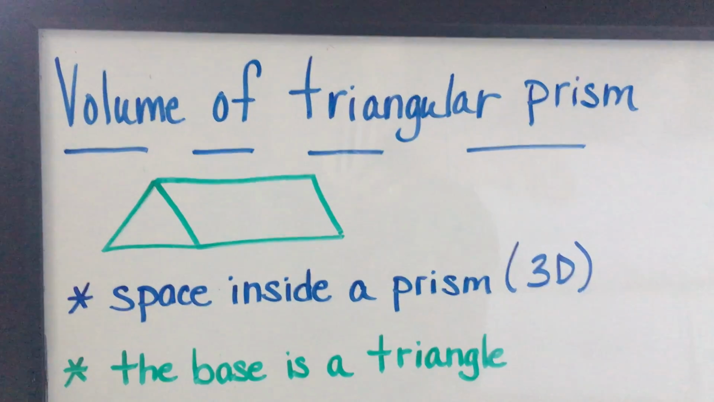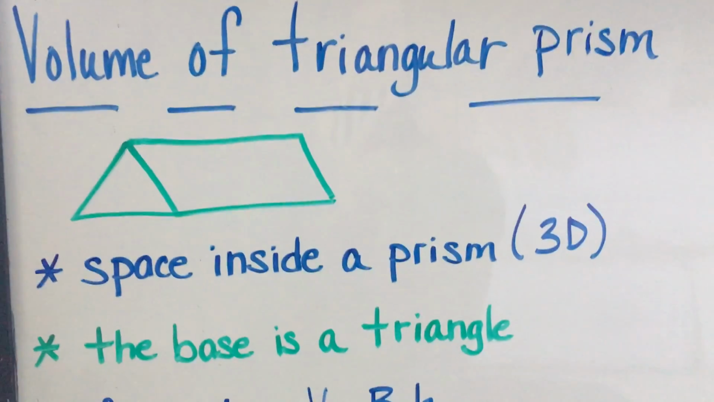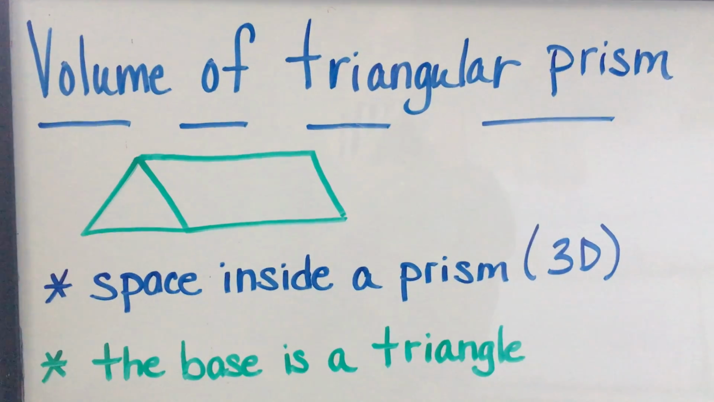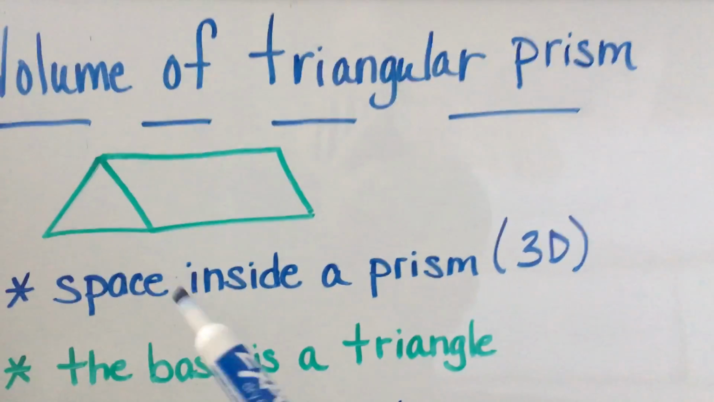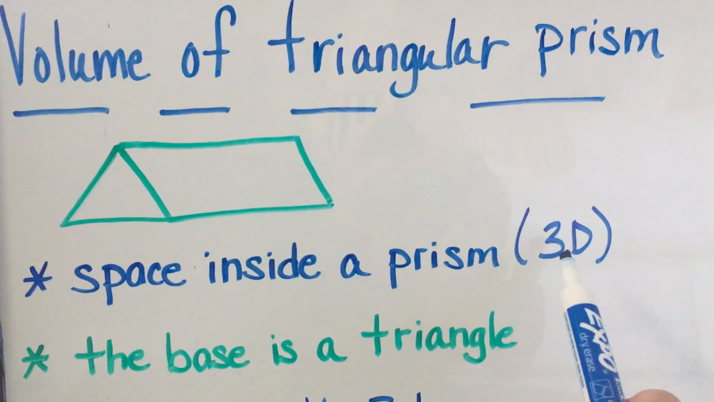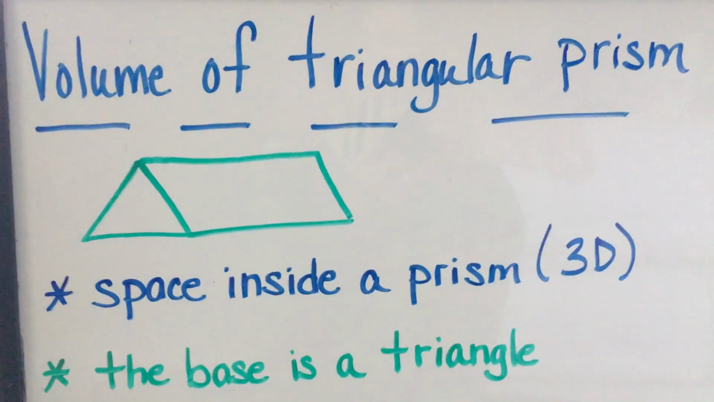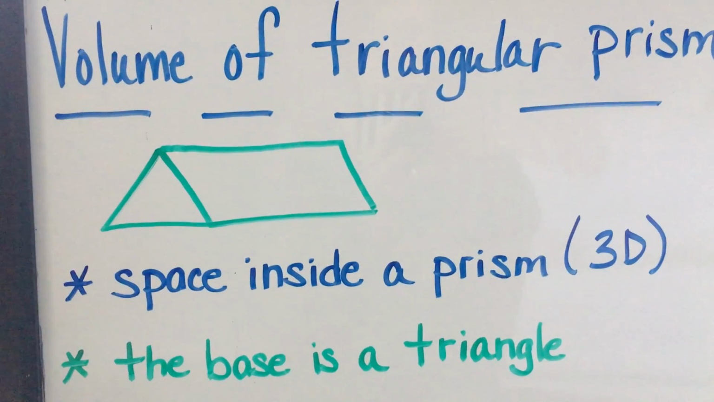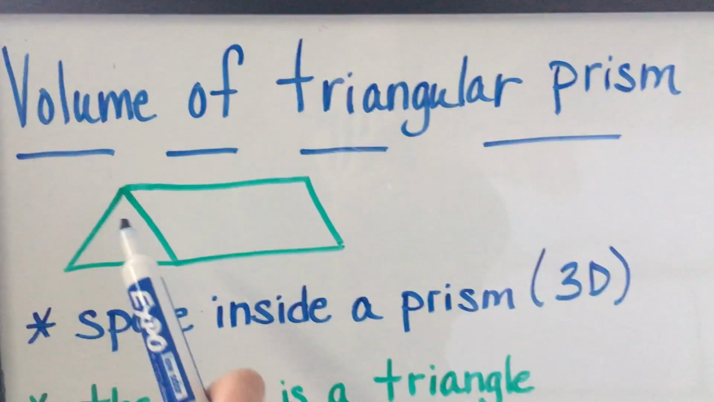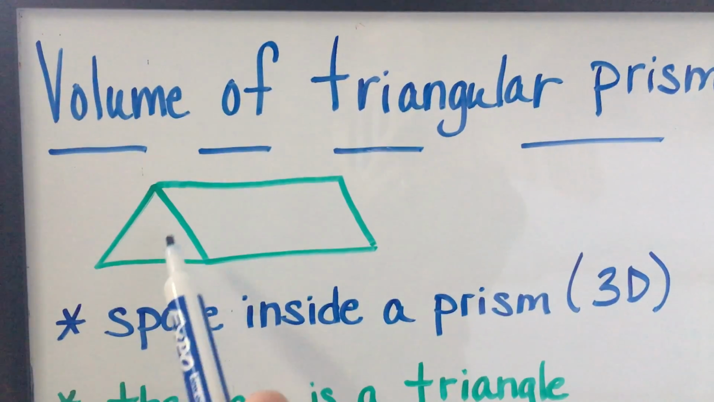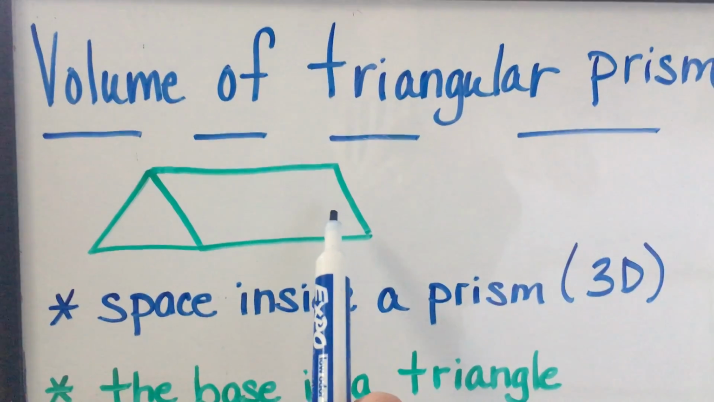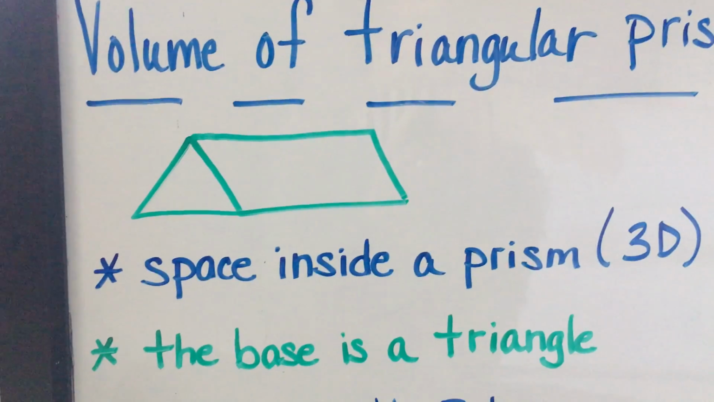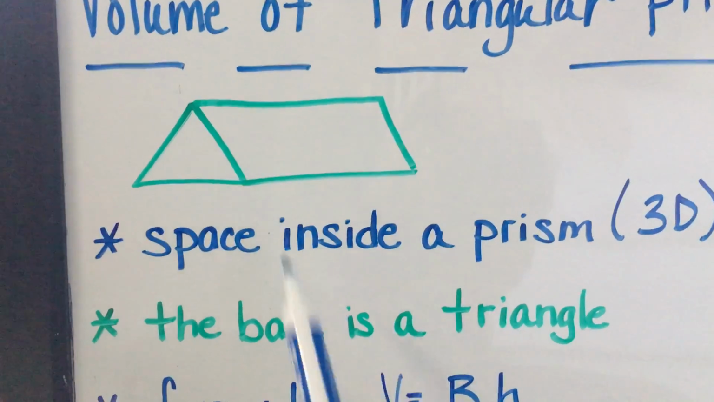Okay, so there's a process here, and I want to make sure that you are able to understand. The first thing that you need to know is that volume is the space inside a prism, and a prism is a 3D shape. So here I have a sketch of what one type of triangular prism could look like. If you were finding volume, you would simply want to know how many cubic units it would take to fill this volume from the bottom to the top. The base of a triangular prism is a triangle.